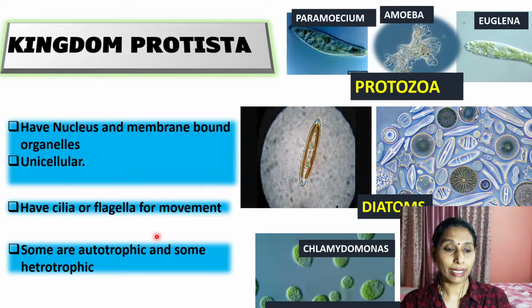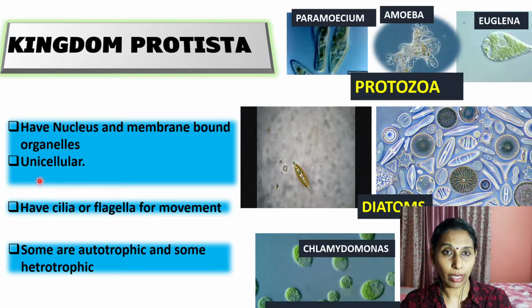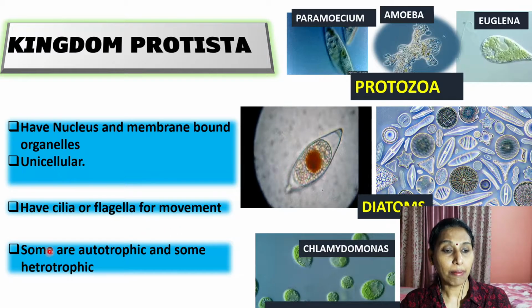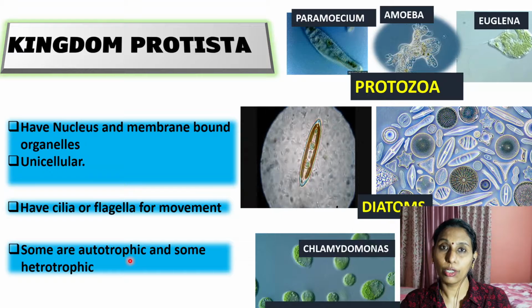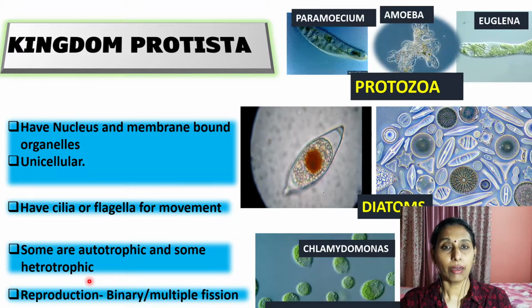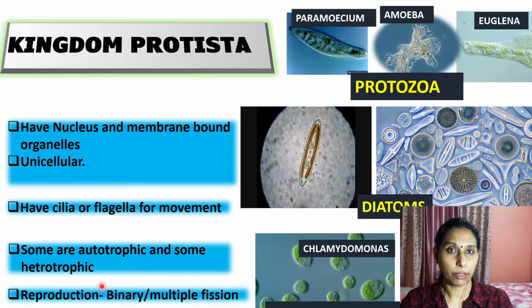Fine. So look at the characteristics which are seen here. They have a nucleus and membrane bound organelles and are unicellular. They have cilia or flagella for movement. Some are autotrophic. Which is the example of autotrophic protistans? Euglena. And some are heterotrophic. Okay. Reproduction, of course, is the simplest mode, that is binary or multiple fission.